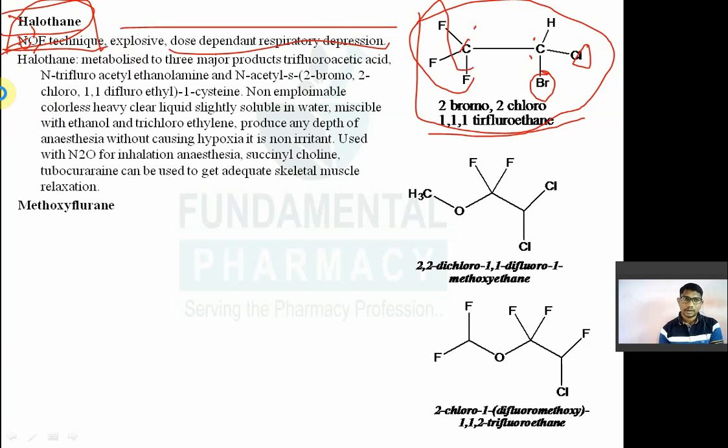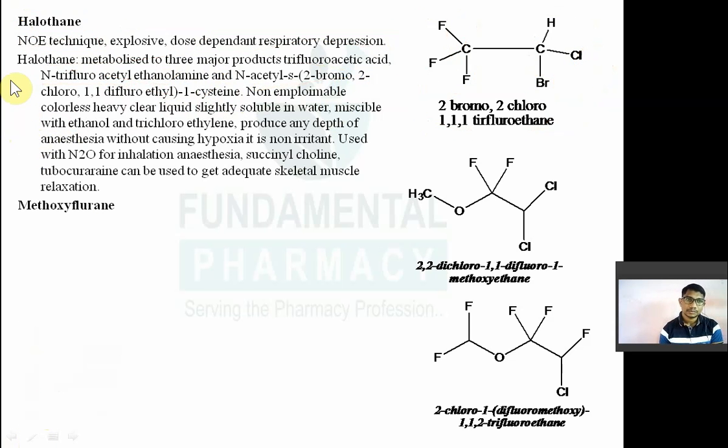Now remember halothane is metabolized to three compounds in the body. First one is known as trifluoroacetic acid. Second one is known as N-trifluoroacetyl ethanolamine. Then third compound is known as N-acetyl S-2-bromo-2-chloro-1,1-difluoroethyl cysteine. These are the metabolites. Metabolites याद रखो थोड़ा सा.